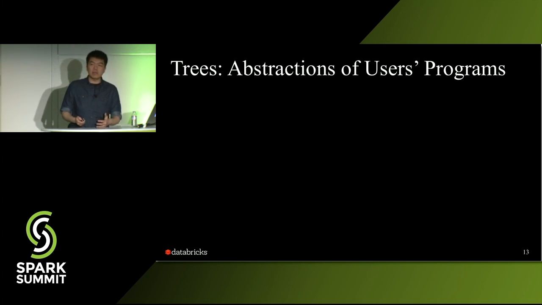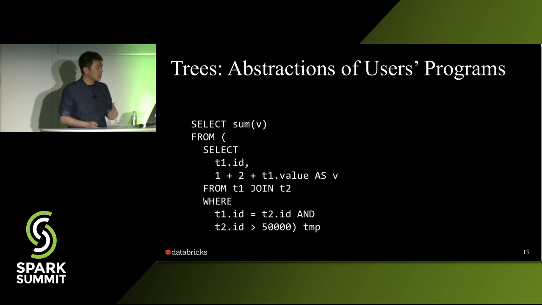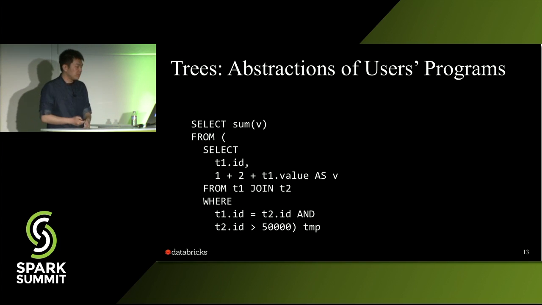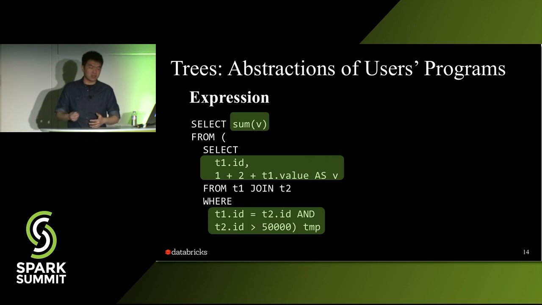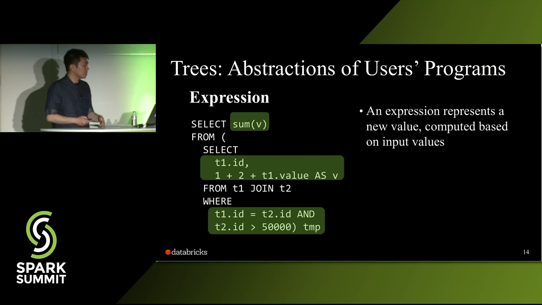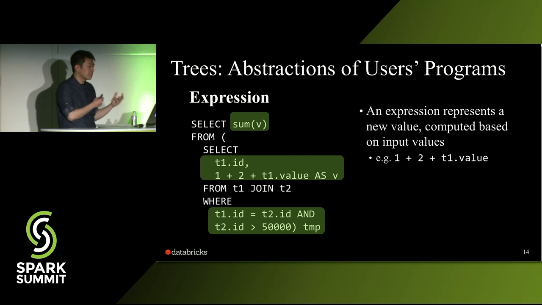For a program built using a high-level programming interface, for example, this SQL query, we need a way to describe how to generate a new column using the input columns. And in Spark, expressions are used for this purpose. In this SQL query, we can find 5 expressions. For example, 1 plus 2 plus T1.value is one expression.